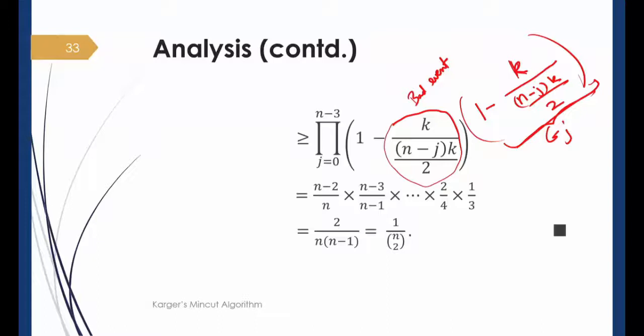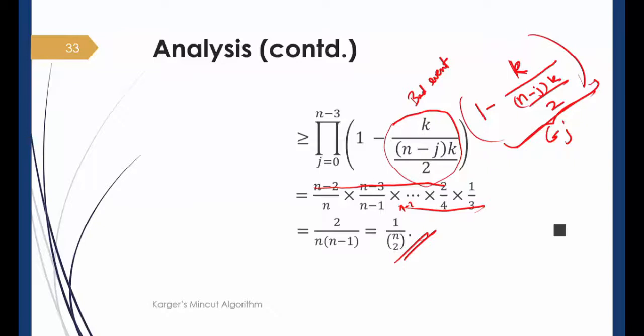Of course, there's going to be a lot of cancellations. We'll be left with, so all these terms up to 2 will get cancelled, and all these terms up to 3 will get cancelled. So there will be an n minus 2 over here. Starting from that, you will have cancellations. So we are left with 2 over n times n minus 1, which is nothing but 1 over n choose 2 as we required. And so this completes the proof of our lemma.